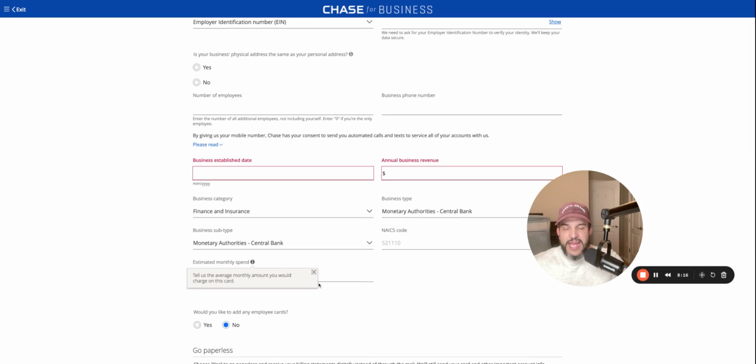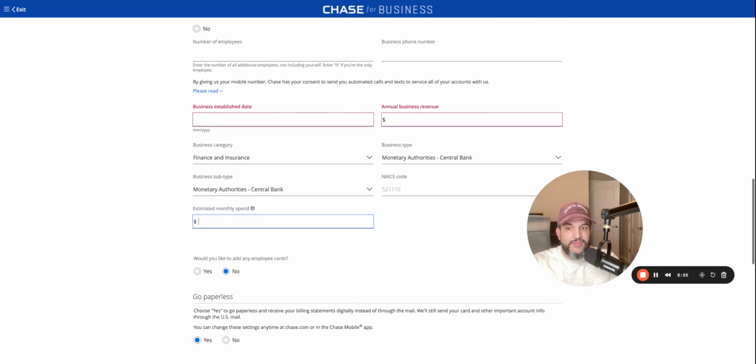This is another thing right here. Tell us the average monthly amount you would charge on this card. What I recommend is to put a decent amount on this spend, because you want to get high limits and you want to show them that you do expect to spend a lot of money on the card. That way they can give you a higher limit. If you're only spending $3,000, $5,000, why would I give you a high limit if you're not actually using the card? So I would put a good amount, typically half of what the revenue is, in that range. That way they see that you're in need of that high limit.